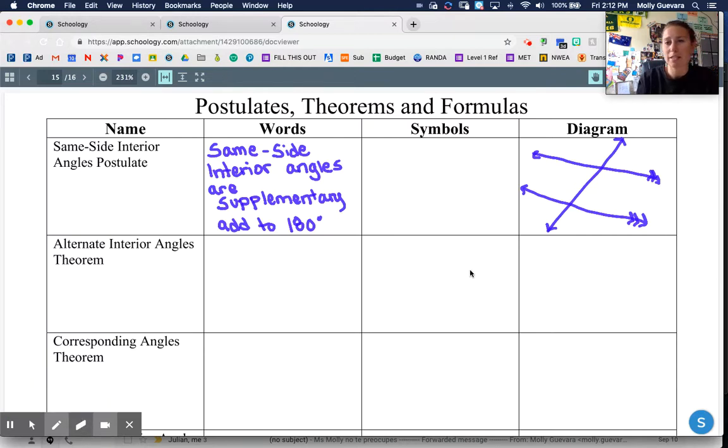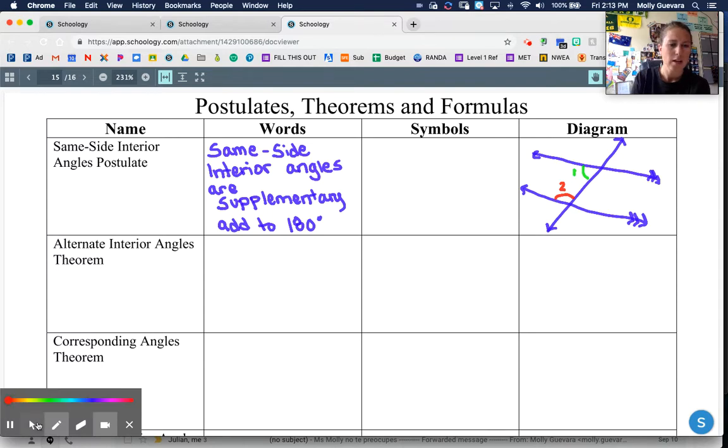So let's think about that for a second. Same side. So they're on the same side of the transversal. So here's one. And they're on the interior. So they're inside the parallel lines. So do you see how both of these are inside the parallel lines? Okay, I'm going to call this angle 1 and this one angle 2. Okay, and so they're on the same side of the transversal and they're both inside the parallel lines. Could I have done it over here too? Sure. I just chose to do it on the left side.